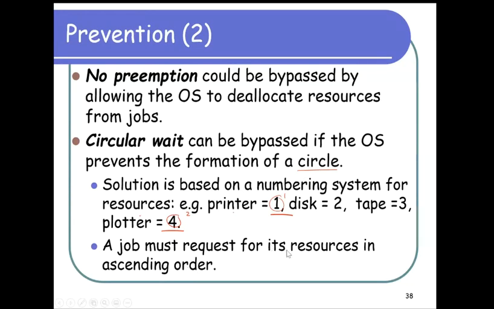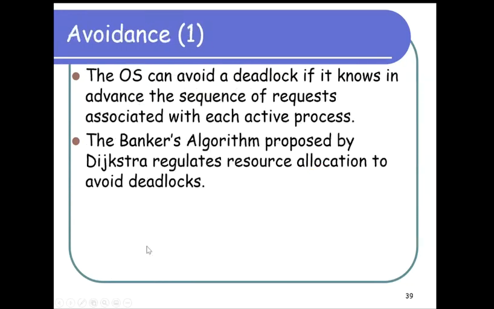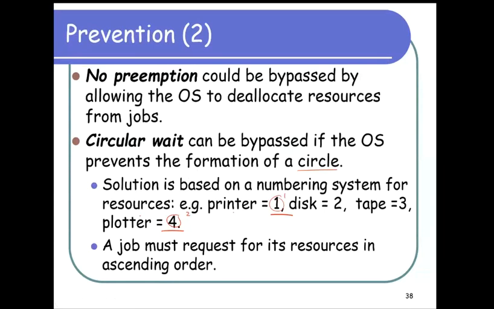So jobs must request resources in ascending order. In a nutshell, it is in order. You have to follow the chain of command: printer 1, disk 2, tape 3, plotter 4. You cannot override it with plotter number 1, printer number 2. If you already decide the priority, you have to follow the order.